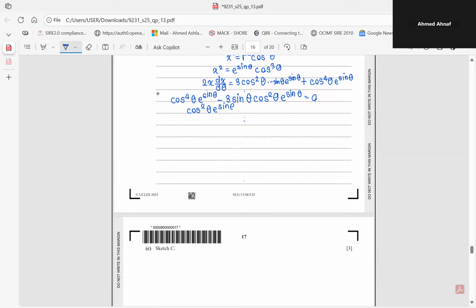So cosine squared theta equals 0, so cosine theta equals 0, and this gives theta equals negative pi over 2 and pi over 2. And now let's simplify the other factor a bit: sine squared theta plus 3 sine theta minus 1 equals 0.